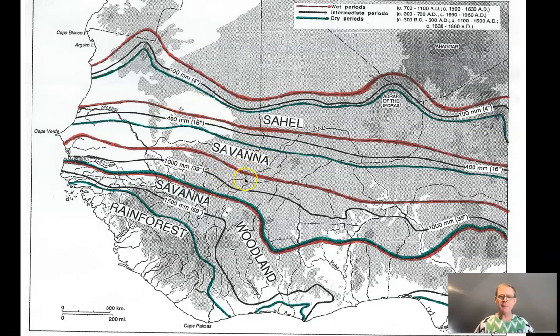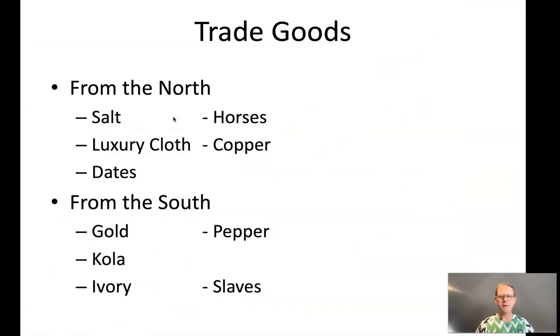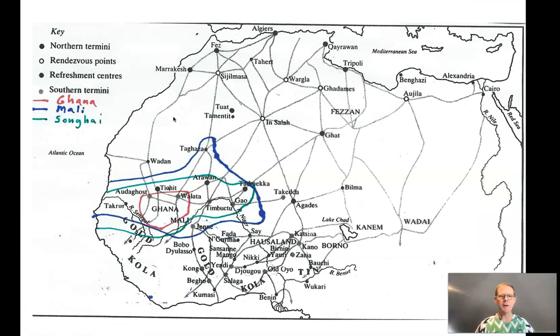And you can see on this map, this is the Niger River. This is the Senegal River. Ghana occupied the area in between those two, but doesn't control other parts of the river. So it's in an area that's actually fairly dry. We can go back to that map and show you.